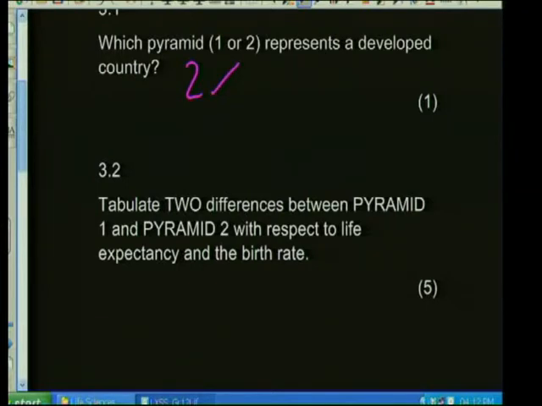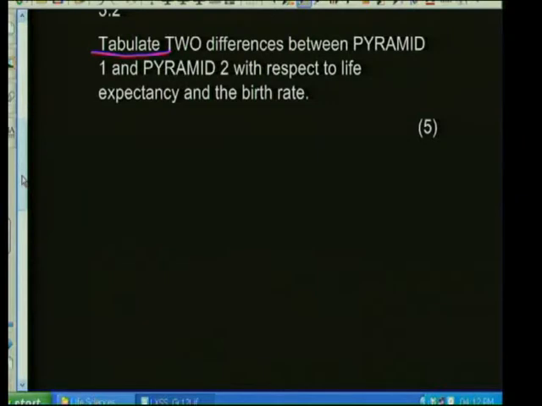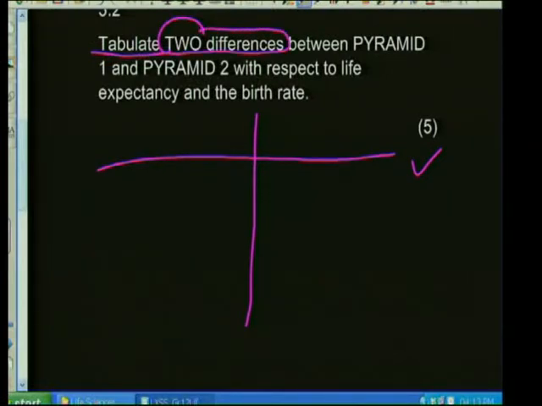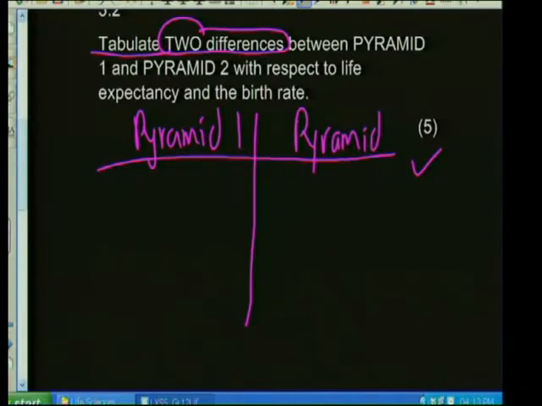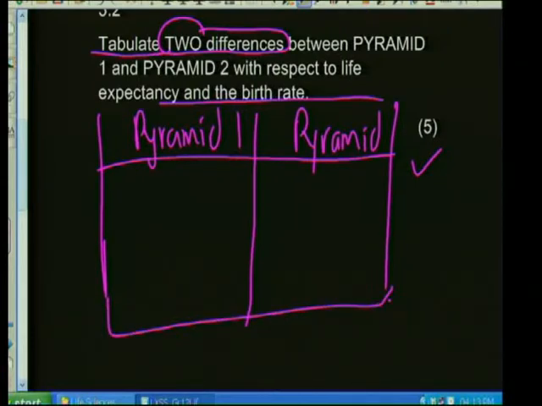Now, the next question, very specific. Again, it gives you 2 instructions that you have to follow. The first thing, tabulate. I'm going to do that before I even start, because I already get 1 mark for tabulating. If you do not tabulate when it is asked, they don't even read your question. They're going to put a line through it and give you naught. It's very important. If they asked you to tabulate, you must tabulate. Now, 2 differences between pyramid 1 and pyramid 2, so that's our headings. Just by drawing the table, you've already got that 1 mark out of 5. You don't always need to draw the outside borders, but I will here.